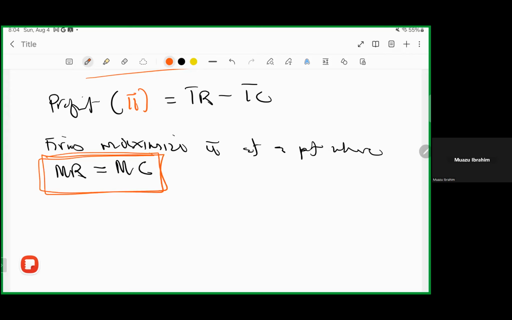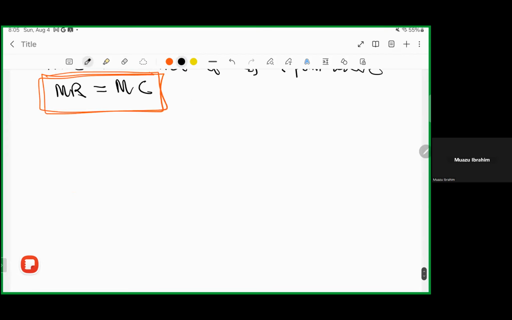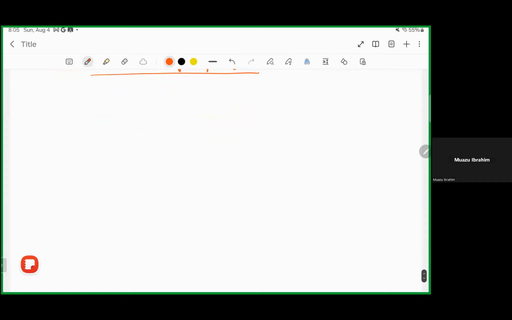Please note. The profit maximizing point is that particular point where marginal revenue is equal to marginal cost. And it is at that particular point that they make profit. Now let's look at a situation where firms in a perfect competitive market make abnormal profit. We are going to have this.